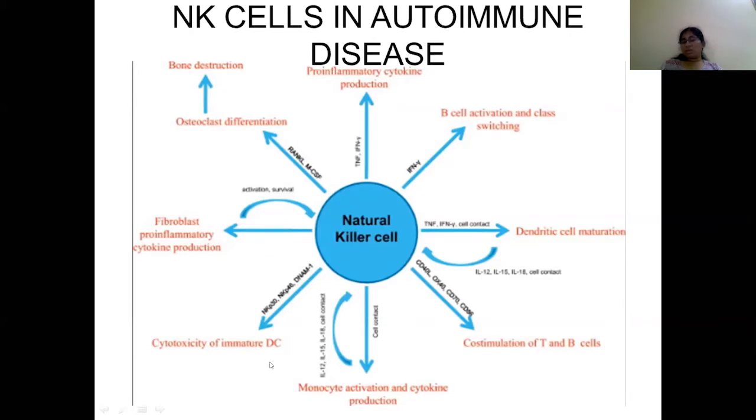They lead on to cytotoxicity of immature dendritic cells. They also lead on to fibroblast pro-inflammatory cytokine production. So it is important in rheumatoid arthritis, scleroderma, etc. And they also lead on to osteoclast differentiation and bone destruction, as again it happens in rheumatoid arthritis. As of now, NK cells have been implicated best in rheumatoid arthritis, and in psoriatic arthritis, where these killer-like immunoglobulins are very important. In other diseases, they are still being studied. I think I'll stop with this. Thank you.